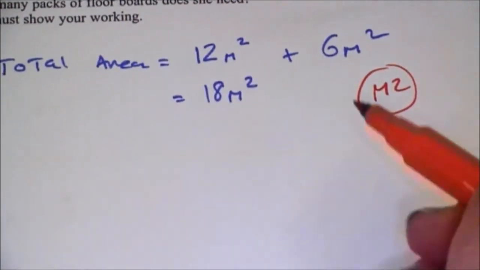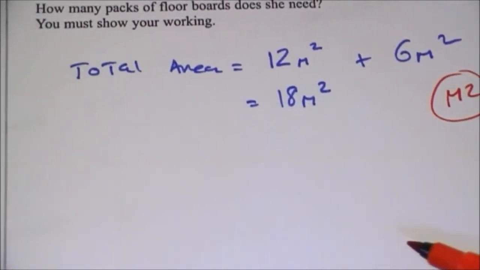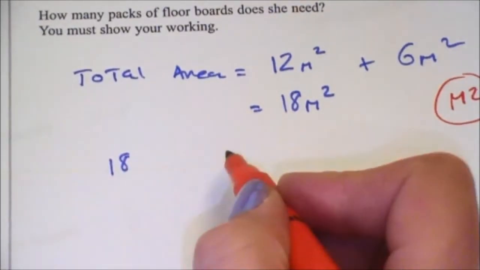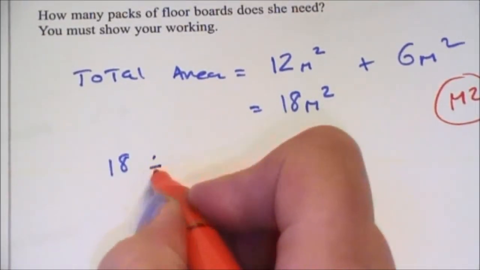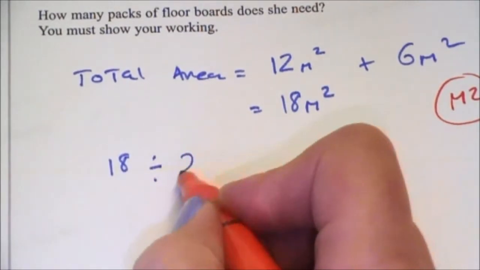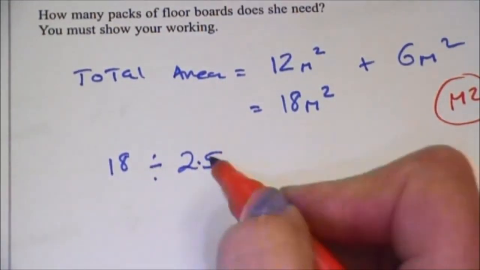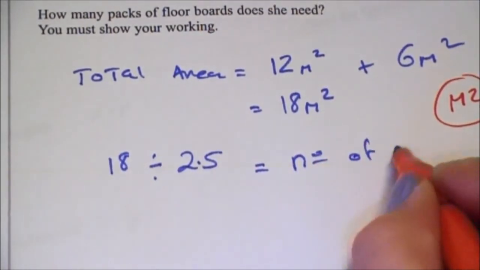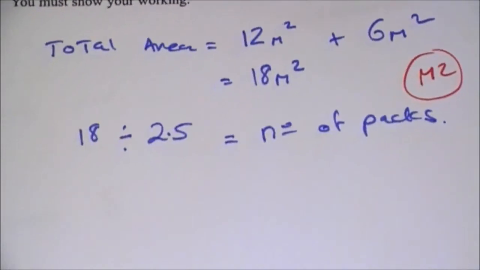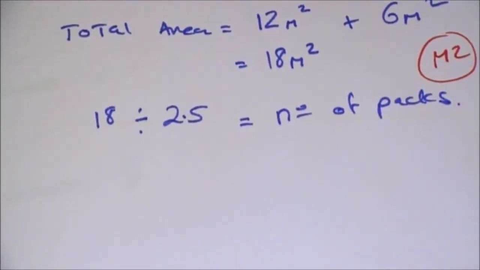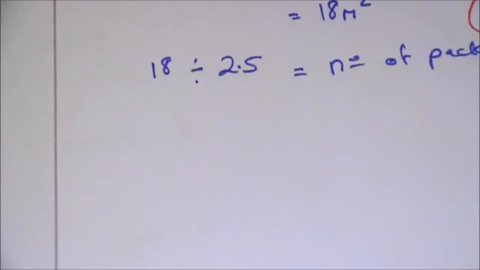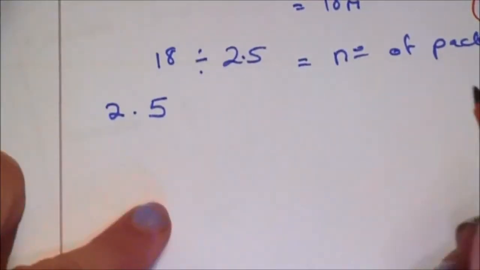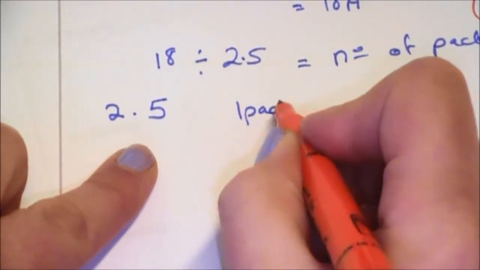Now the next part requires you saying how many packs are needed. We've got 18 meters squared, and if this was a calc paper I would do 18 meters squared and divide that by the 2.5 meters squared that 1 pack covers, and that will give me my number of packs. But this is a non-calc paper, so I'm not going to use that. I need to find a method that I'm comfortable using. And in fact, for me, right now, that's going to be listing them.